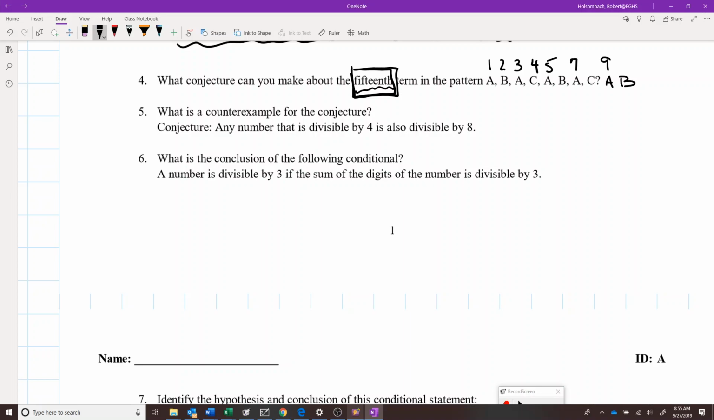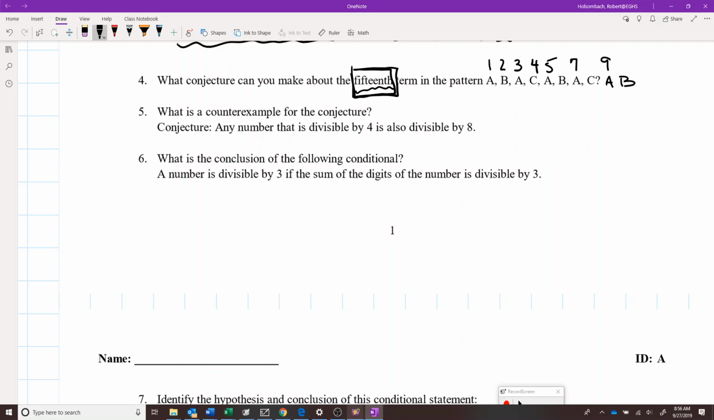Okay, number 5. What is a counterexample for the conjecture? Remember that a counterexample is an example of something being incorrect. Any number that is divisible by 4 is also divisible by 8. Okay? Any number that is divisible by 4 is also divisible by 8.